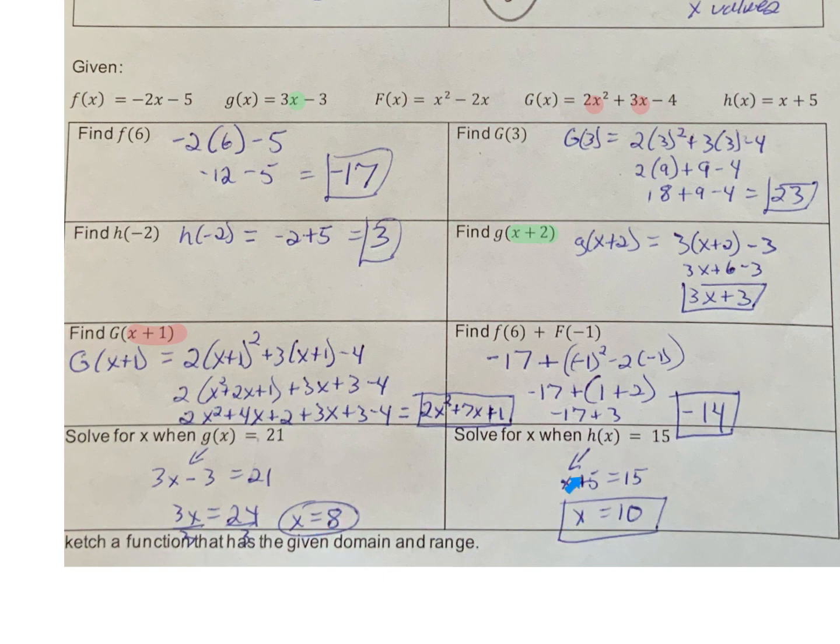And then last over here, same thing, h of x equals 15. Well, you'll see up here that h of x is x plus 5. So what this is saying is x plus 5 has to equal 15. I solved this equation and x equals 10. So x would be 10 when y is 15. All right, that's the end of part 1.